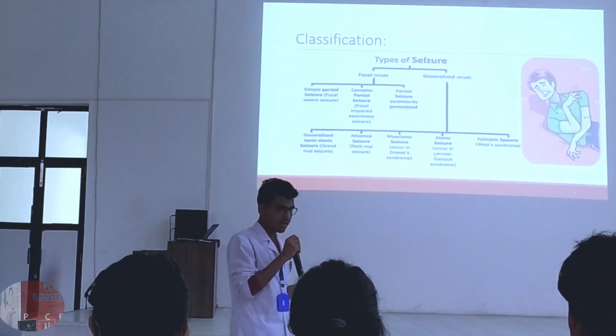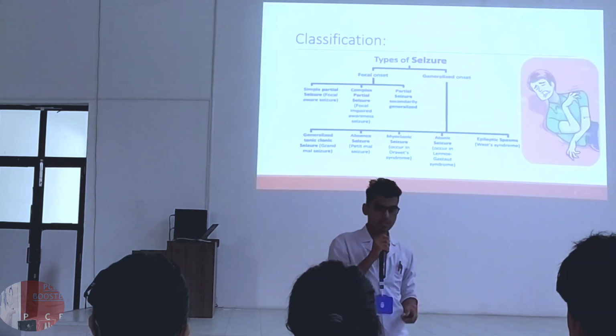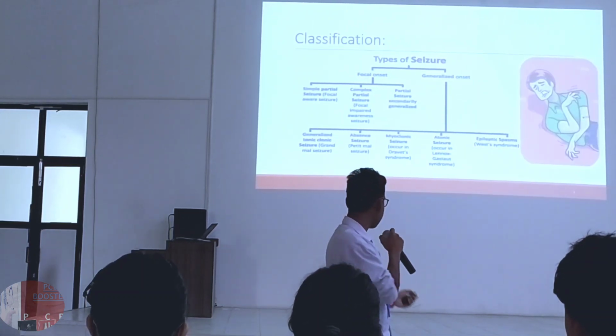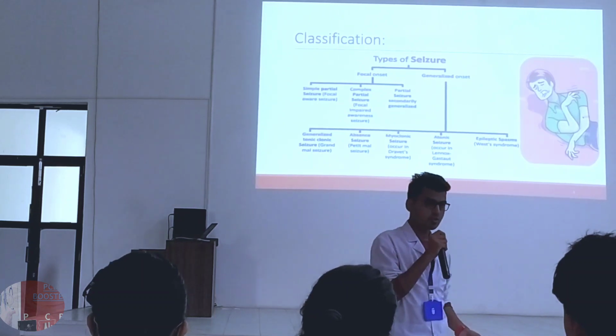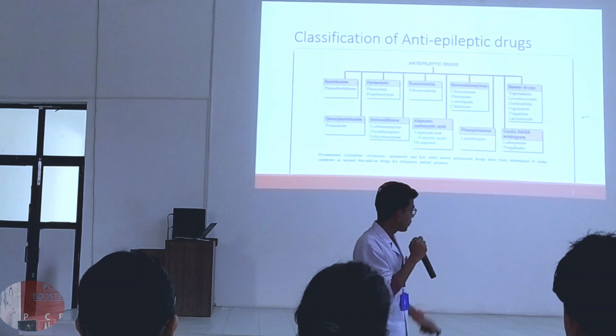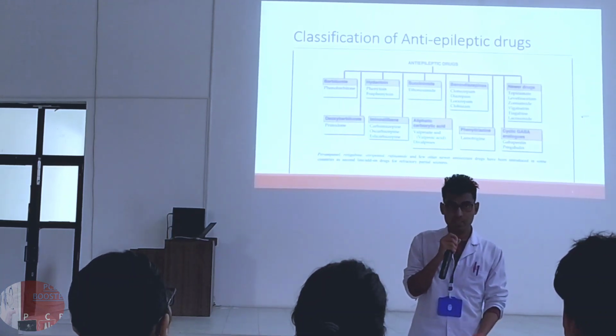Again, the generalized seizure is classified as motor seizure and non-motor seizure. Non-motor seizure includes the absence seizure, and motor seizure includes generalized tonic-clonic seizure, myoclonic seizure, atonic seizure and so on. Now we enter into the pharmacology of the anti-epileptic drugs.